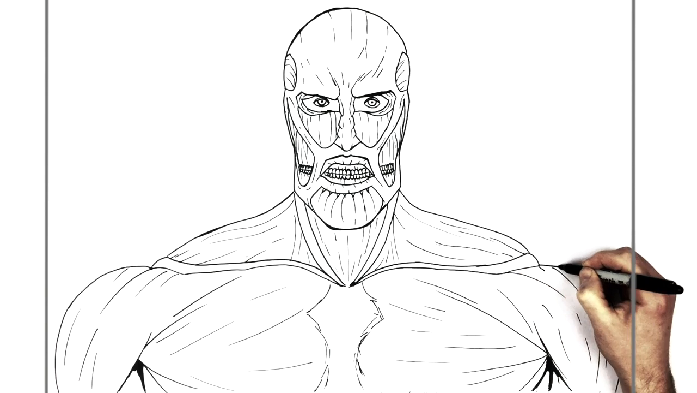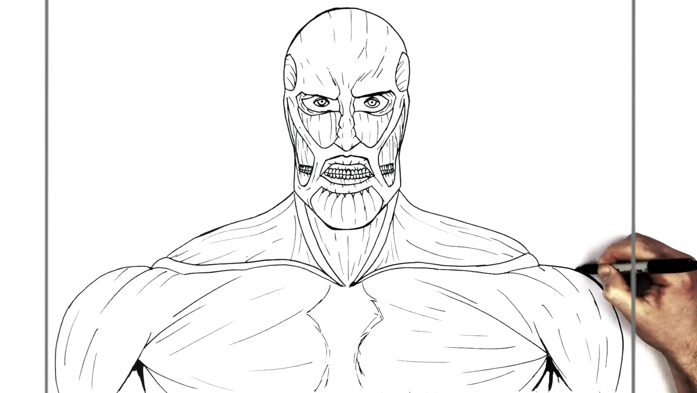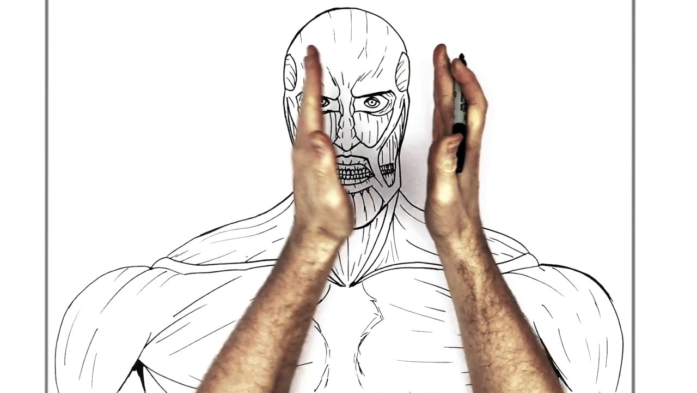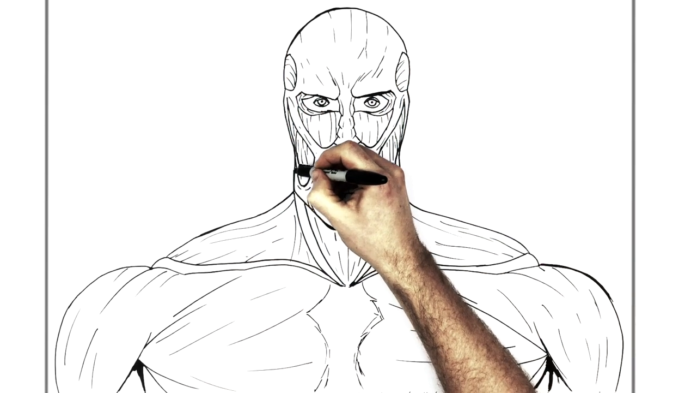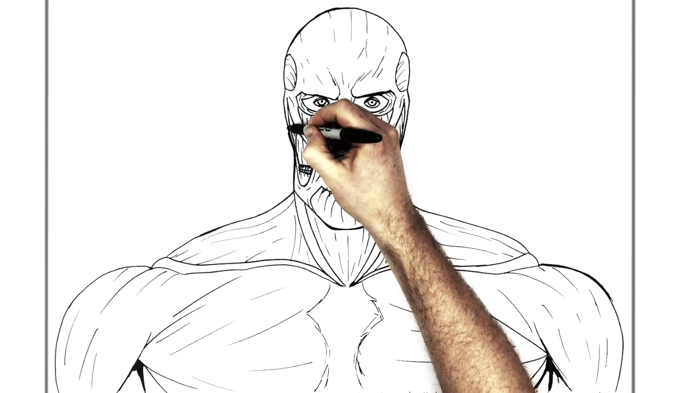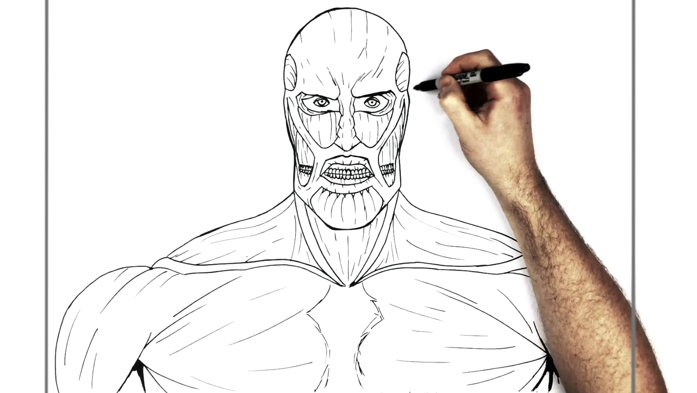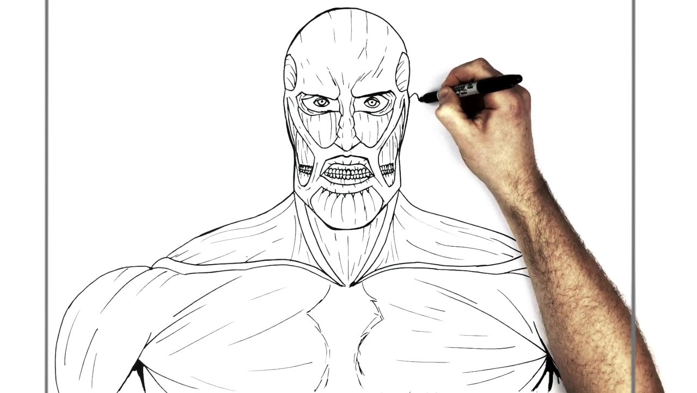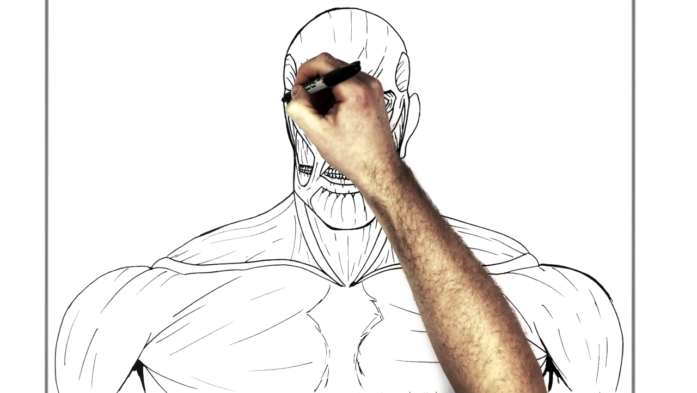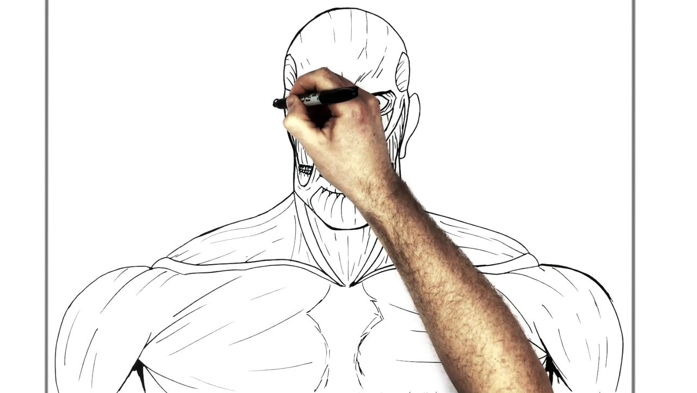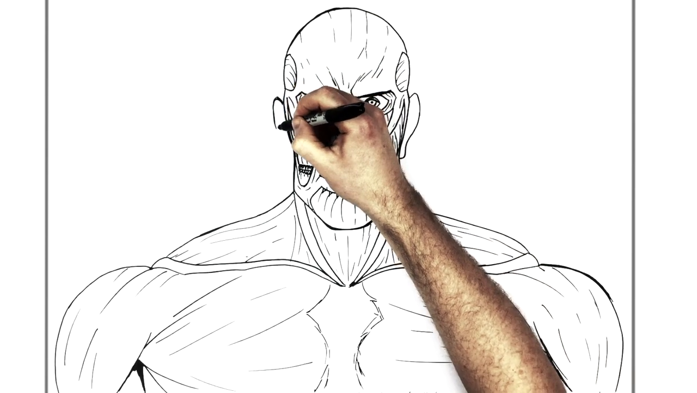Real wide shoulders. That's the main thing to remember. His shoulders are such that he could fit two of his heads across the width. His ears. We forgot his ears. So just up here, ears, going down like so. Another one. Try and keep them in line, I guess. That'd be a good idea.